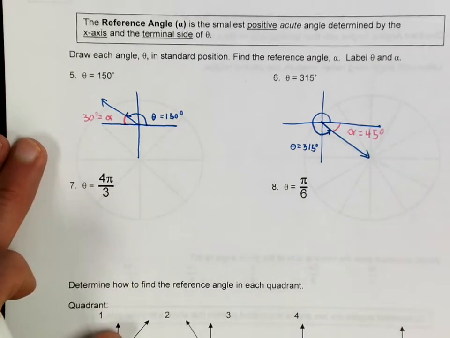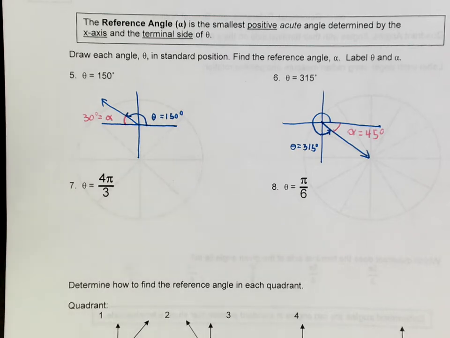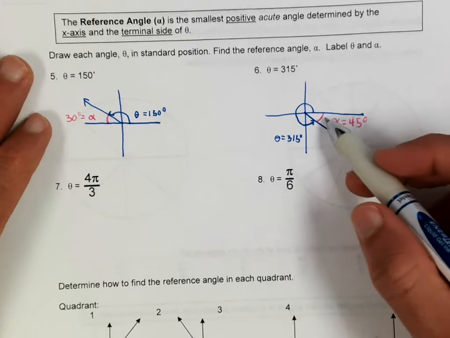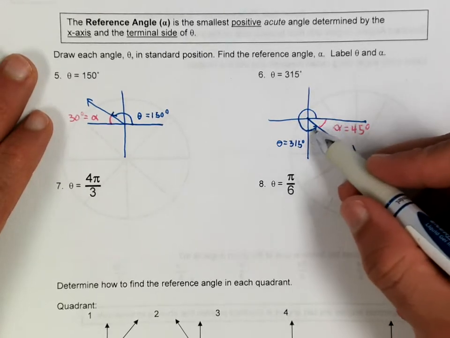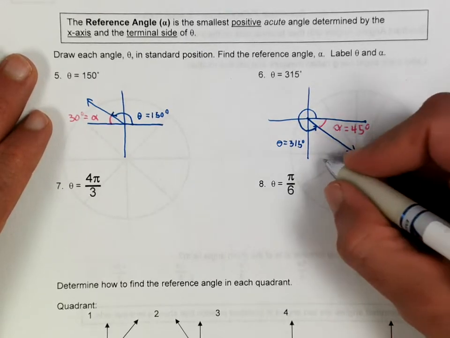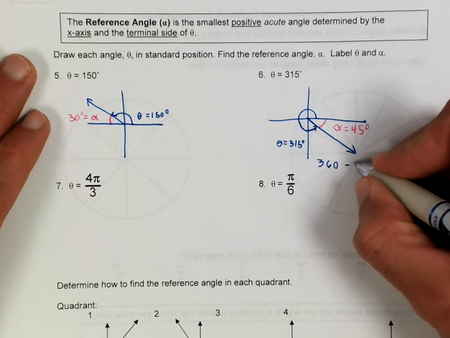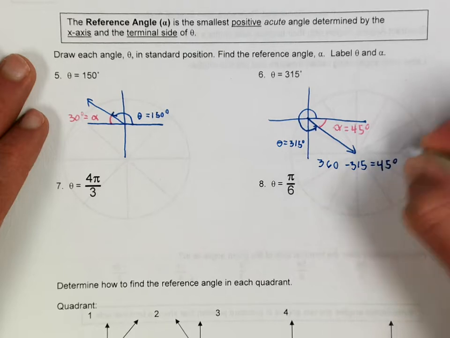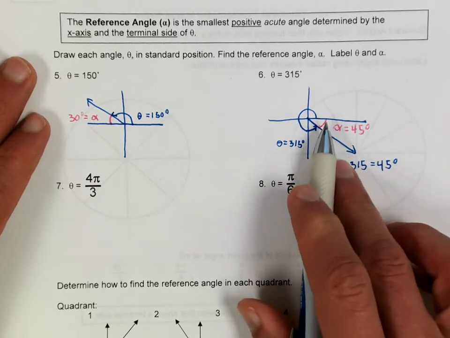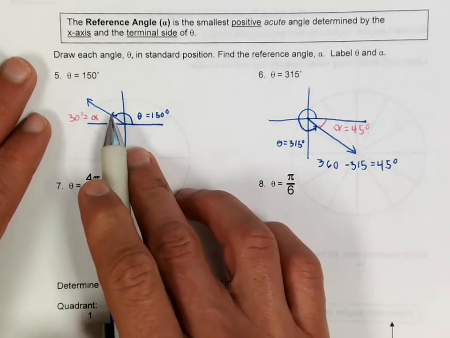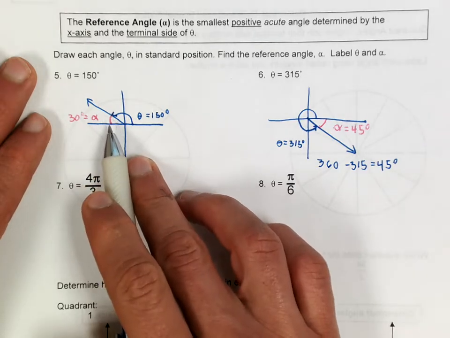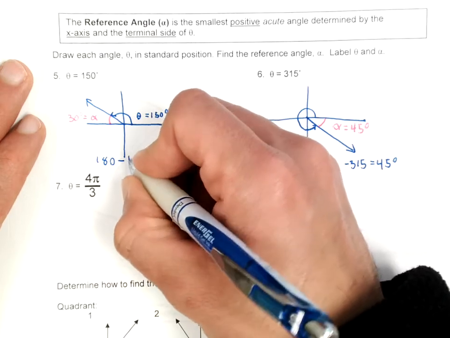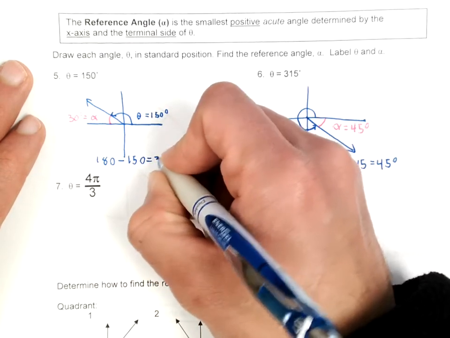Now let's do one that has radians. And by the way, if you don't know how I'm getting this, remember, since I know it's really close to 360, all I'm doing is 360 minus 315, and I'm getting 45, and that's how I know that angle. But you just have to see where is it closer to 180. In this case, because I'm so close to the x-axis, I would have 180 minus 150, which will give me 30.